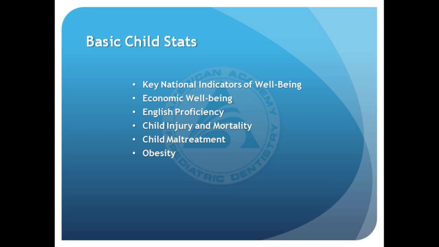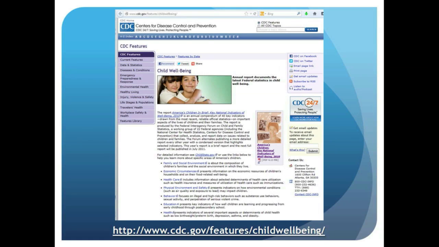We'll be looking at a few things. Key national indicators of well-being. These are items that the government has pulled out that give a comprehensive overview of the well-being of children in this country. And they include the economic well-being, English proficiency, child injury or mortality, child maltreatment, and obesity. Again, here's another resource for you, child well-being. This was one of the databases that I pulled from quite extensively for this presentation.